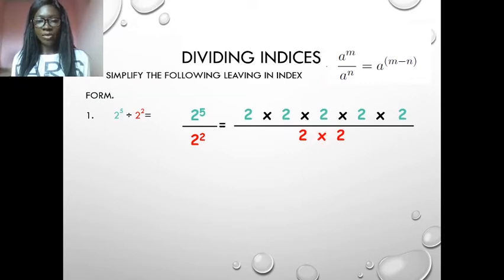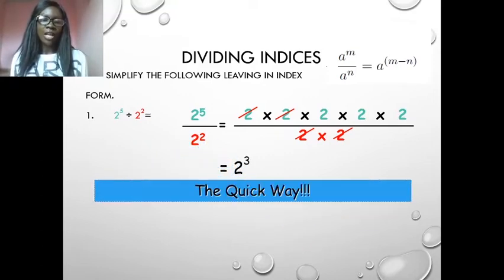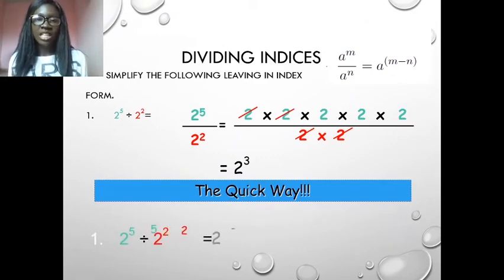So you observe that we can cancel out. We can cancel 2 denominator and 2 numerator, meaning that this cancels this. Again, this also cancels this. So we are left with 2 times 2 times 2, meaning that our answer will be 2 to the power of 3. 3 because we have 2 three times, which is the power, right? So we have 2 to the power of 3.